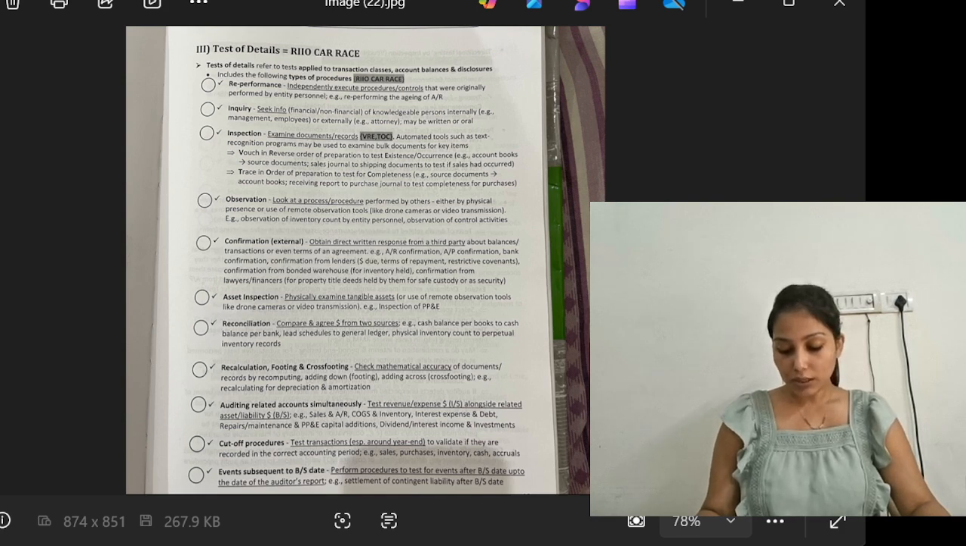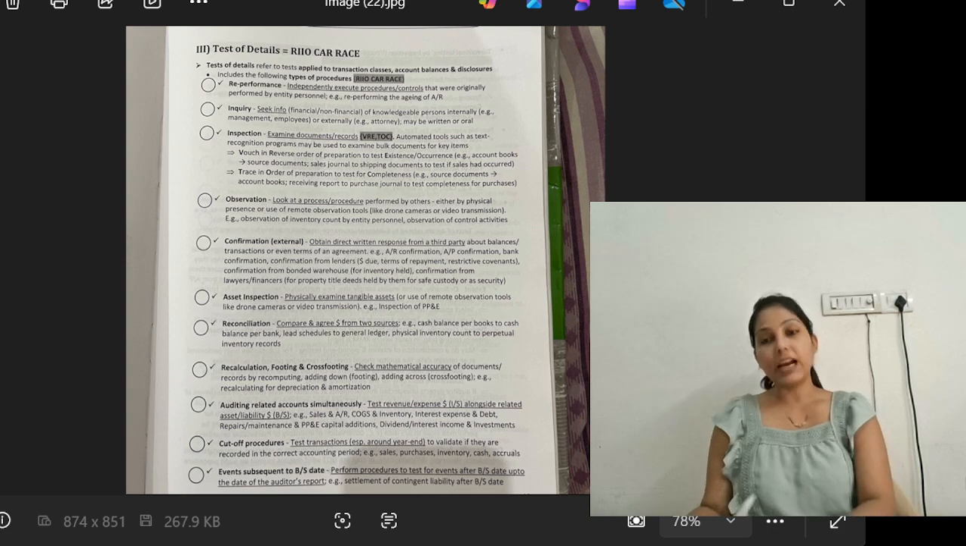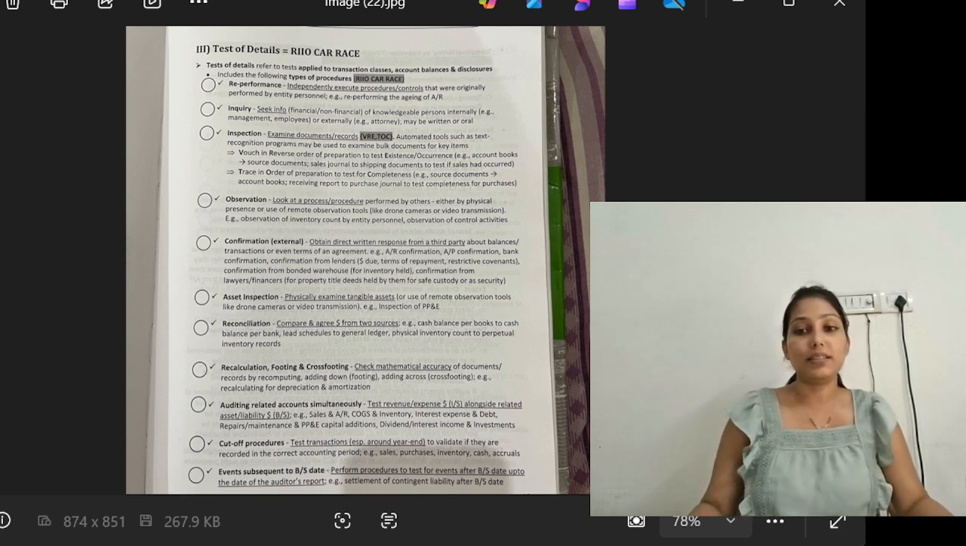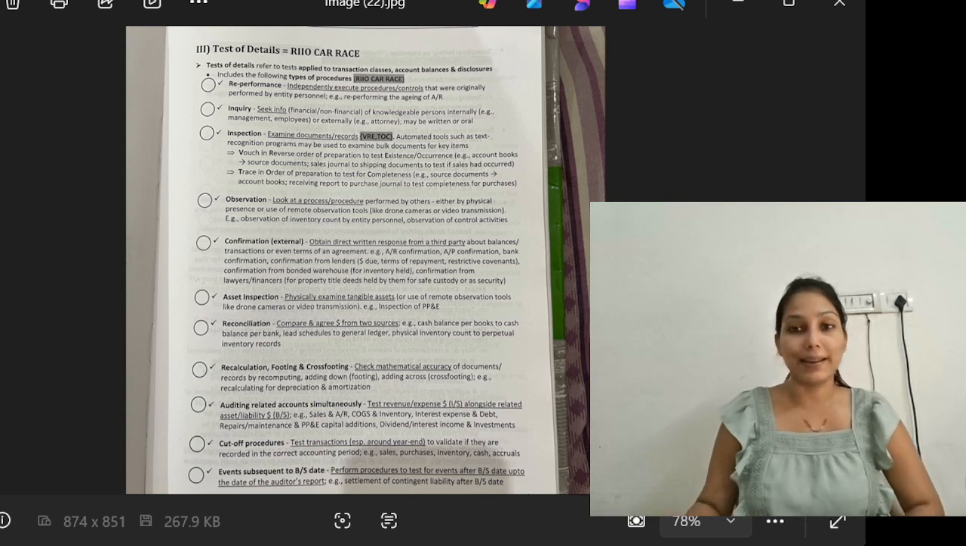Perform procedures to test the events after the balance sheet date up to the date of the auditor's report, like settlement of a contingent liability after the balance sheet date, to ensure that the events pertain to which balance sheet date. So this was all about the test of details that we have discussed.